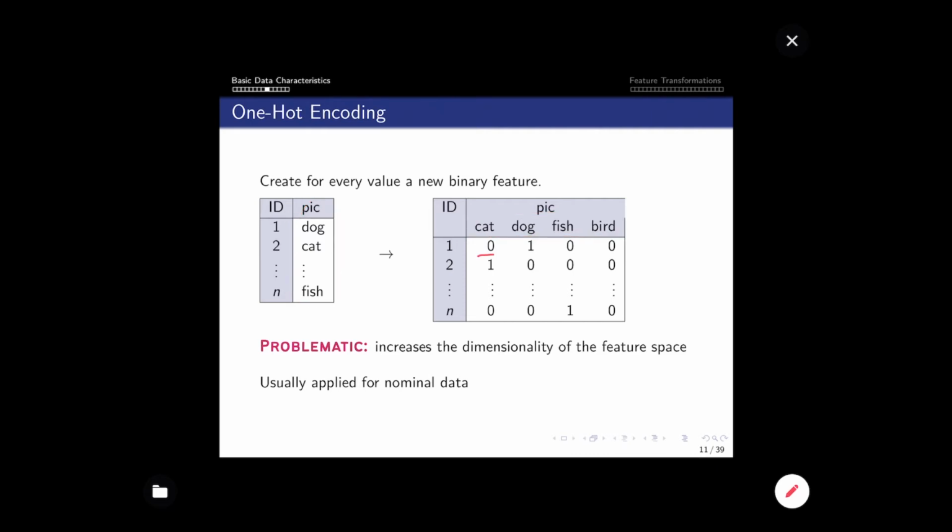And then we have here basically a Boolean indication of what category the picture is showing. So here we have the one at the feature dog, so that means that the picture is showing a dog, right? And here we have the one for the cat, and that means that the picture is showing a cat. Now what you see is that it increases the dimensionality of the feature space. But the advantage is that for nominal data this is quite suitable because it treats the categories as different as they are, by creating a feature for every category, right?